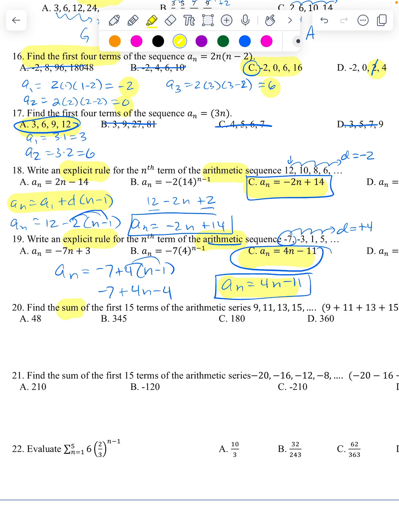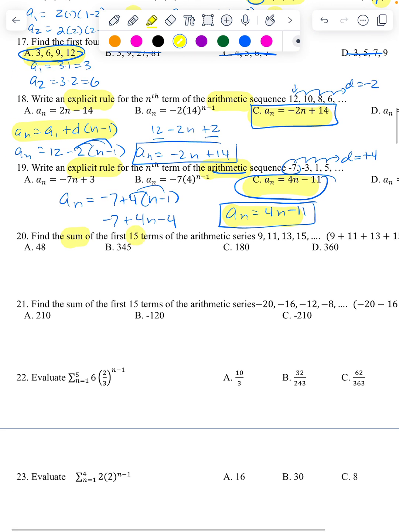Here I'm finding the sum. If you're finding the sum of the first 15, you need a sum formula, and it tells you it's arithmetic. So go look at your formulas. You need the sum of arithmetic, and it looks like this.